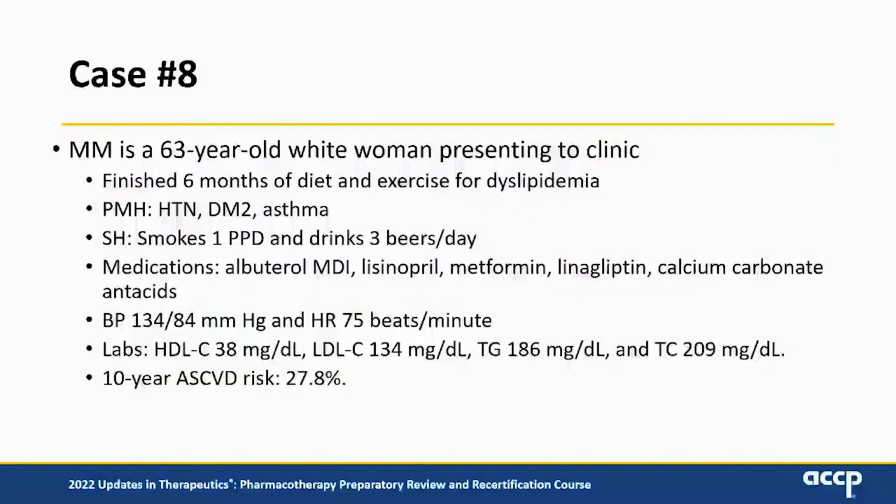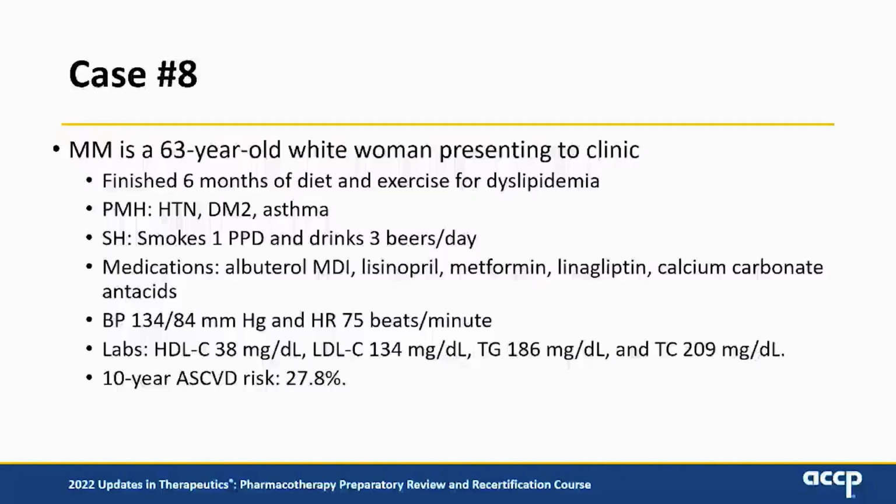So our hyperlipidemia case, we have MM, a 63-year-old white woman presenting to clinic. She's just done 6 months of diet and exercise therapy for dyslipidemia. She has hypertension, diabetes, and asthma. She smokes and drinks 3 beers a day. She's on albuterol, lisinopril, metformin, linagliptin, and calcium carbonate.